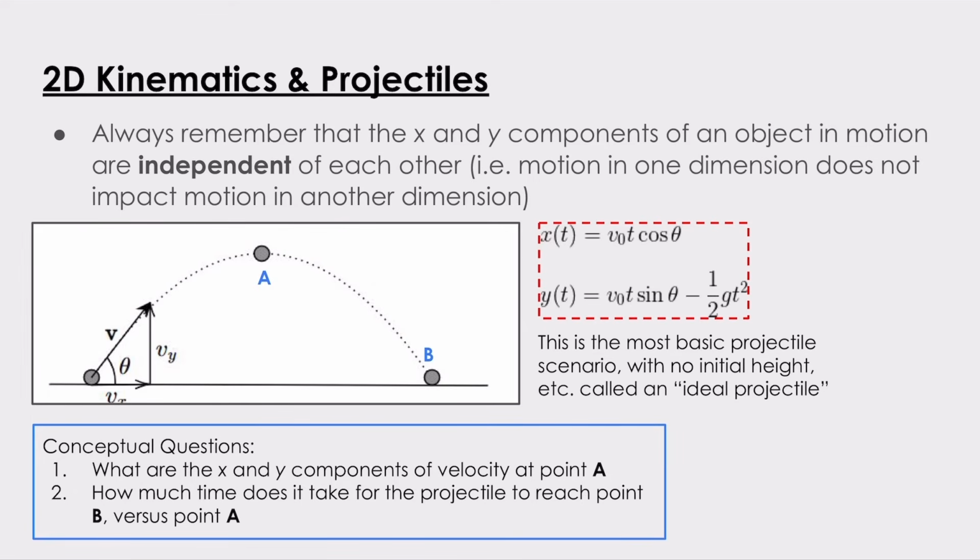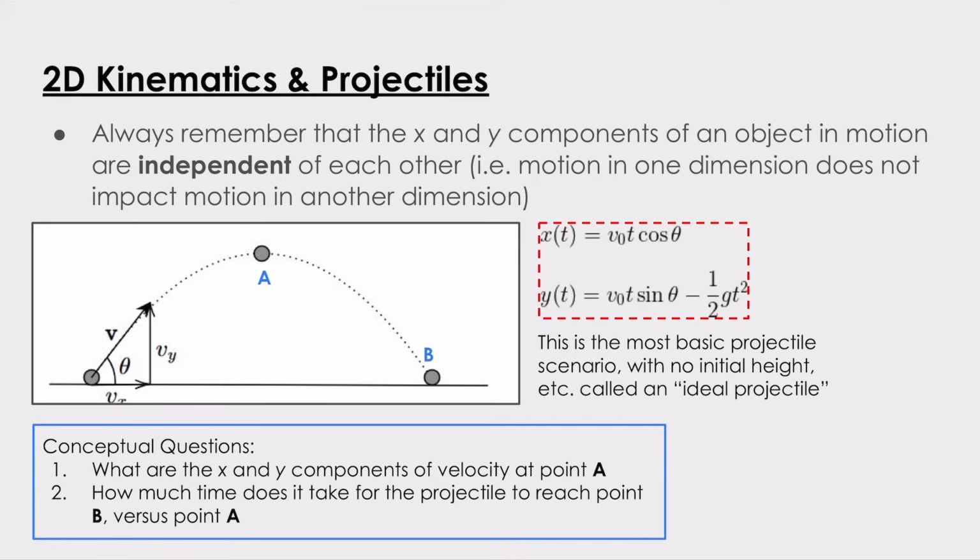So just some conceptual questions to evaluate. What are the x and y components of the velocity at point A? At point A, we would consider that it's still moving with horizontal velocity, which would be v naught x, which is equal to v0 cosine of theta. But at A, because in the y direction it's changing directions, vy is equal to 0. So it only has an x component of velocity at that point.